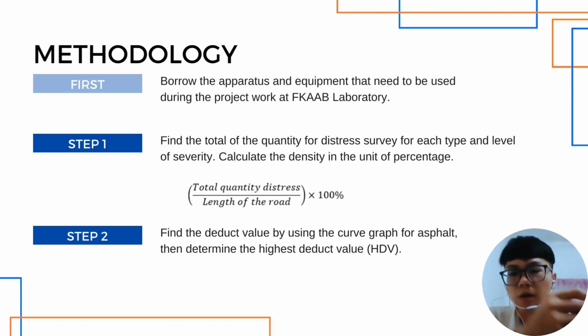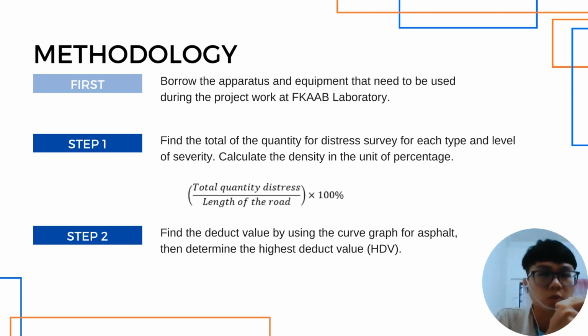After collecting the data, we have to calculate the pavement condition index, which is PCI. So step 1, find the total quantity of distress survey for each type and level of severity and calculate the density in the unit of percentage. The formula is total quantity of distress divided by length of the route multiplied by 100%. And step 2, find the deduct value by using the curve graph for asphalt, then determine the highest deduct value, HDV.